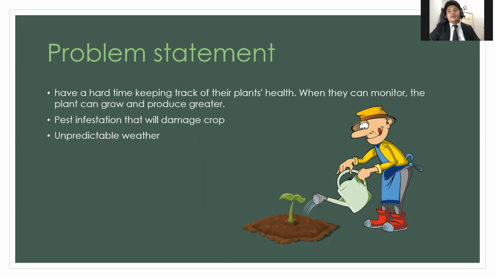They also have a hard time keeping track of their plant health, when if they can monitor, the plant can grow and produce greater. Next, if frequent observation is not possible, most crops will be damaged by insect and fungus attack. After that is the unpredictable weather factor, especially in Malaysia, which is hot and rainy all year. When a plant is exposed to extreme heat and water, it will die. So we build this project by using the greenhouse as the main casing of this project to counter the problem.